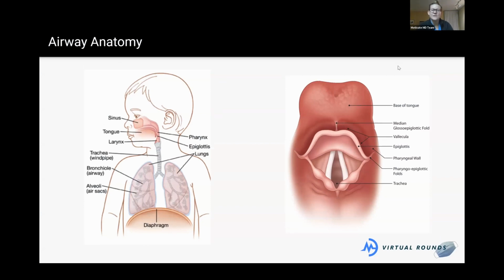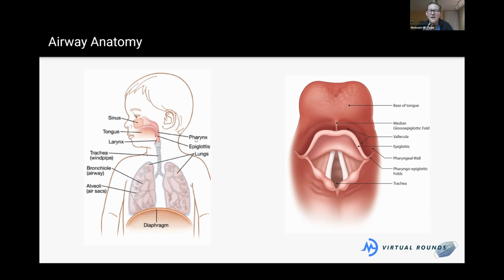As promised, we're going to do a little bit of anatomy. This is specifically looking at the airway, on this left picture with the child. We see the full scope of the airway from the nose and the mouth, which is the start of it, all the way down to the lungs. Air will enter through either the sinuses or the mouth. Most people breathe through their nose, and it passes through the sinuses down into something called the pharynx.